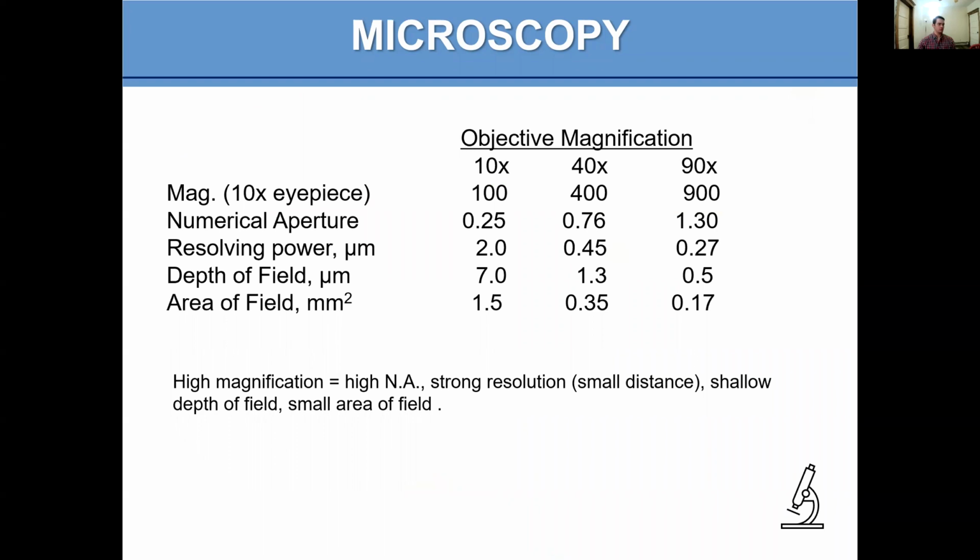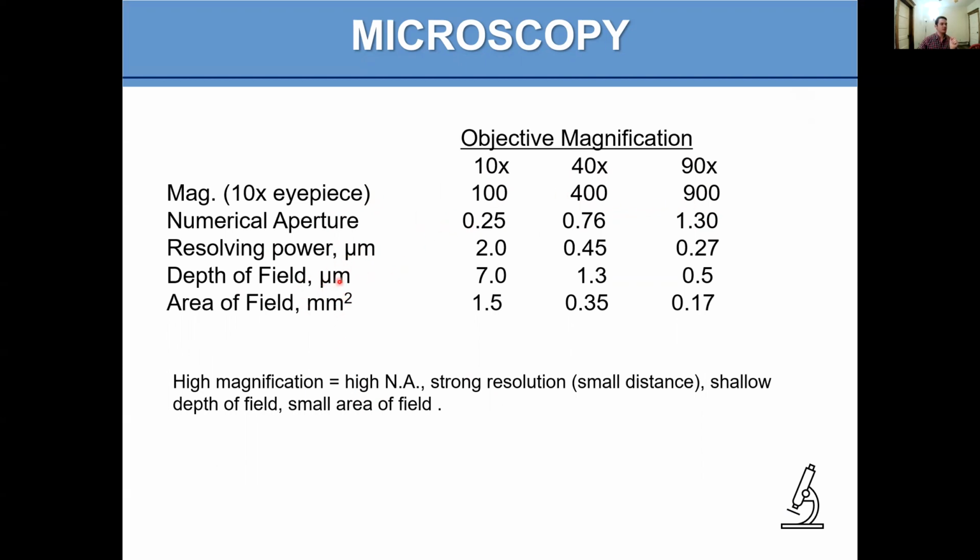Just as a bit of a review, I want to show you that higher magnification will result in a high NA. Remember your numerical aperture. As your magnification increases, your numerical aperture will also increase. It results in a stronger resolution power, so a strong resolution. So there's a small distance. You can distinguish detail over very, very small distances. So this is very good. Sorry, these seem to be pretty badly aligned here.